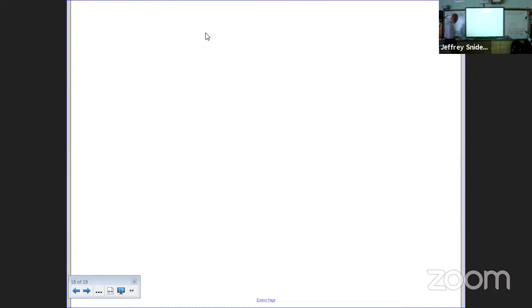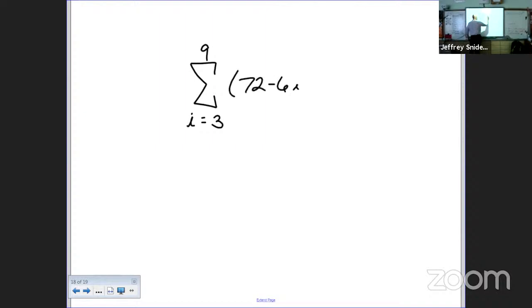Beautiful. I'm glad you asked, because this is leading into one of the things we need to do today. It's got this thing, and it goes i equals 3 to 9. And then it's got 72 minus 6i over here. Okay, so what this is known as is summation notation.